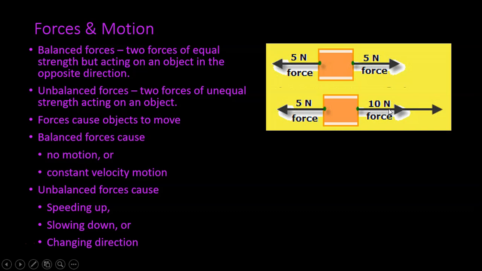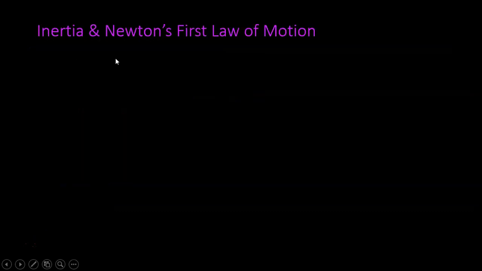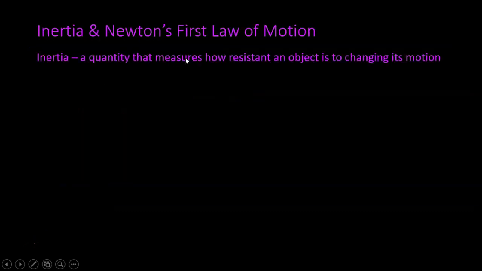And as long as the forces are unbalanced, with the stronger force being to the right, the object is going to keep speeding up until we either have a greater force going to the left, in which case it'll slow down, or if we have balanced forces, it'll maintain a constant velocity at whatever speed it was at when the forces became balanced. Let's talk about inertia and Newton's first law of motion.